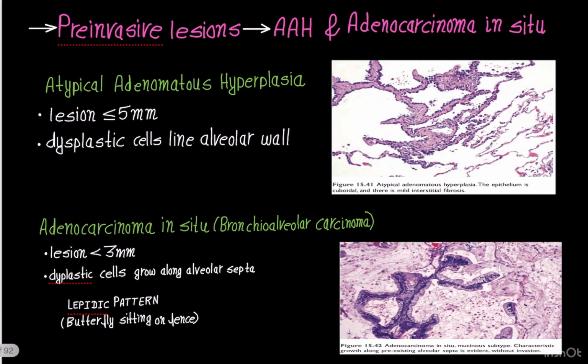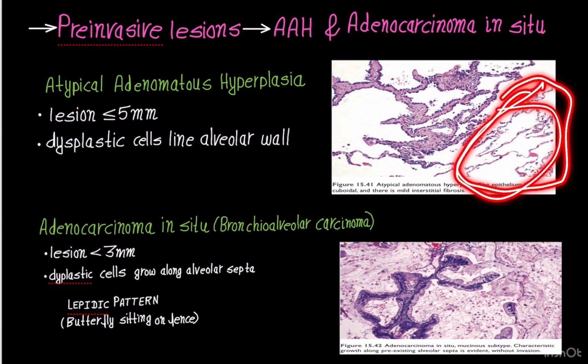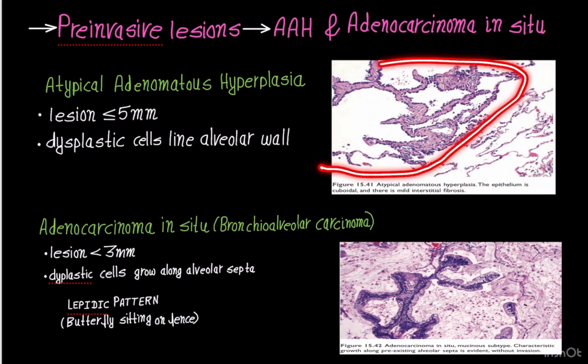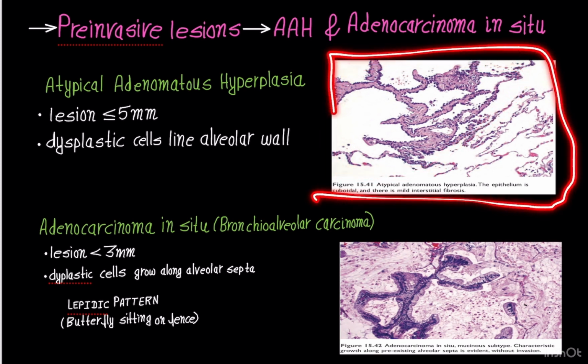Now pre-invasive lesions seen in case of adenocarcinoma are atypical adenomatous hyperplasia and adenocarcinoma in situ. In atypical adenomatous hyperplasia, the lesions are less than or equal to 5 mm, and the dysplastic cells line the alveolar wall. Here you can see in this diagram, this is the normal region of lung having simple squamous epithelia, while in this region, the alveolar wall is lined by cuboidal cells. This is the diagram of atypical adenomatous hyperplasia.